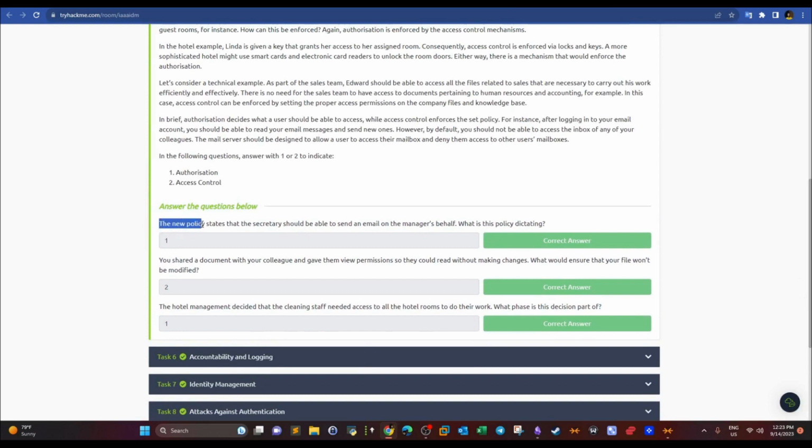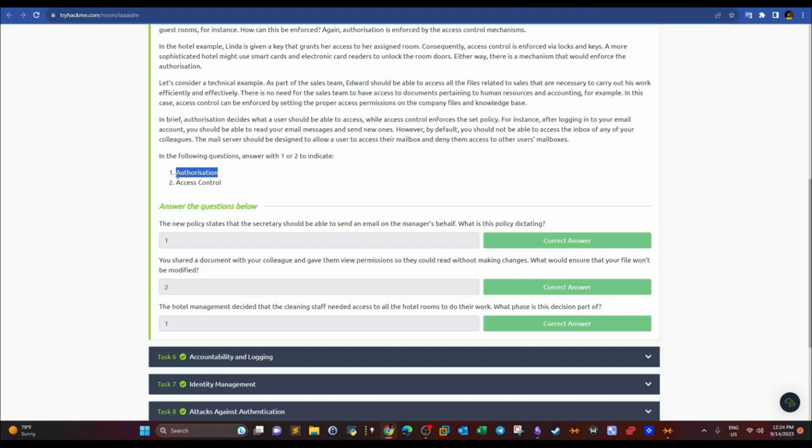Authorization. The new policy states that the secretary should be able to send an email on the manager's behalf. What is this policy dictating? It is authorization. You are authorized, you are given permission to send an email on behalf of your manager. It could mean that you will be able to get access to their email, of course after their consent, and send emails on their behalf. This is authorization. Authorization is seen through, guys, permissions, right? Permissions to read, modify, change, delete files, directories.